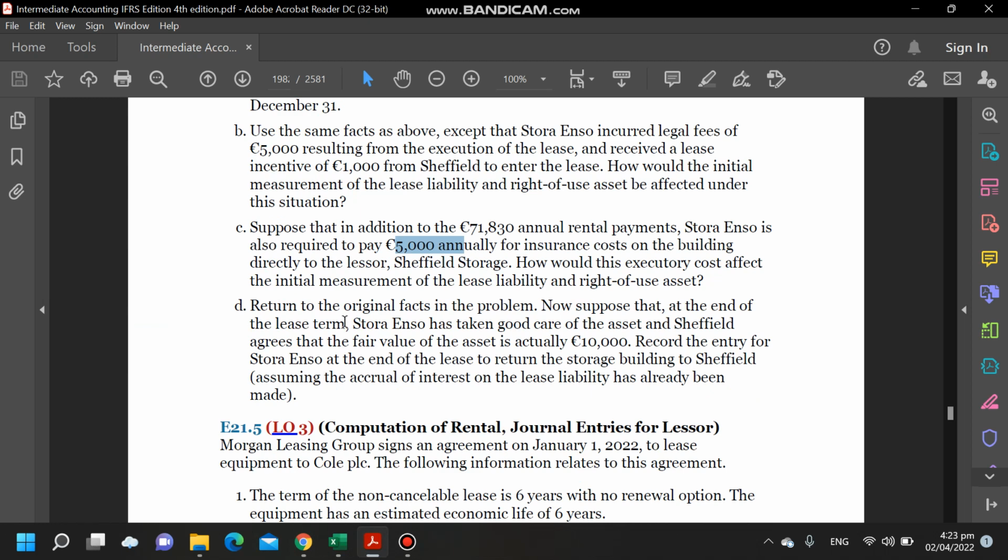And then D, return to the original facts in the problem. Now suppose that at the end of the lease term, Stora Enso has taken good care of the asset and Sheffield agrees that the fair value of the asset is actually 10,000. Record the entry for Stora Enso at the end of the lease to return the storage building to Sheffield, assuming the accrual of interest on the lease liability has already been made.